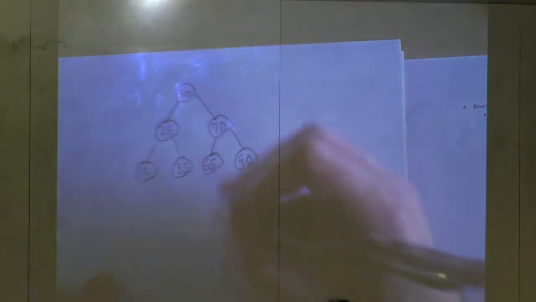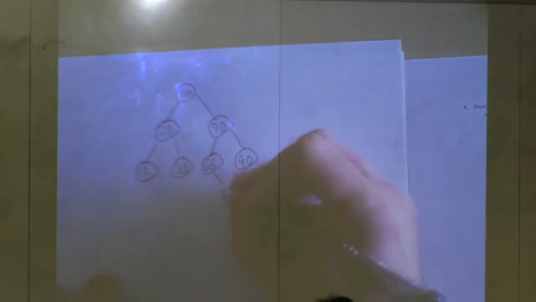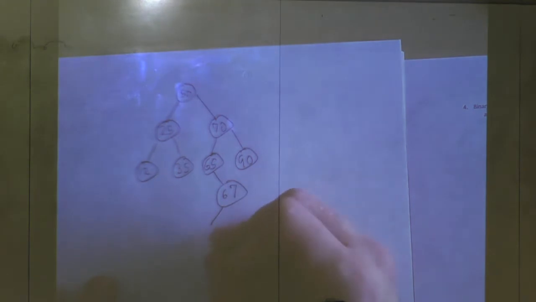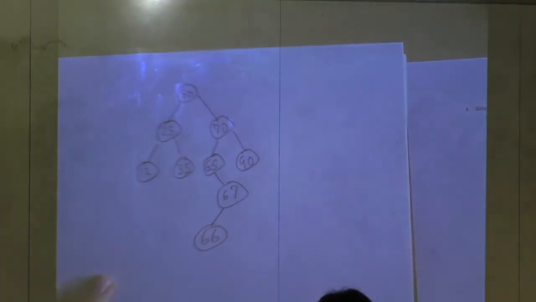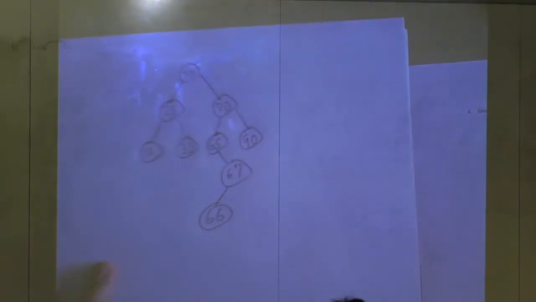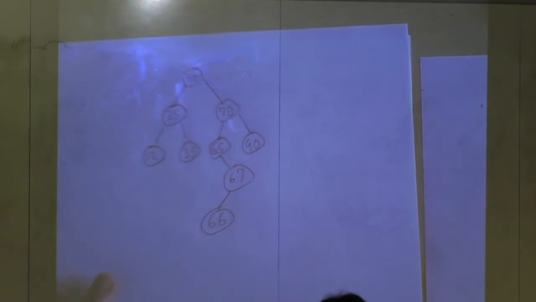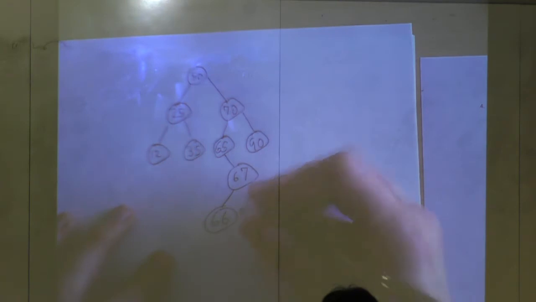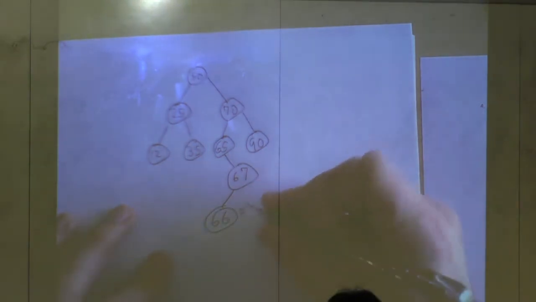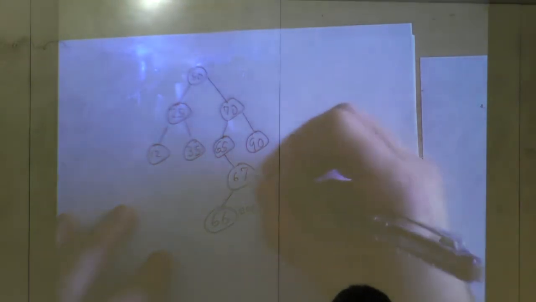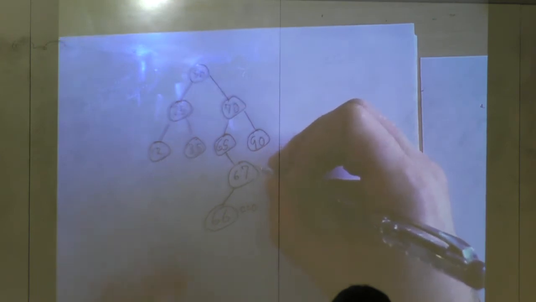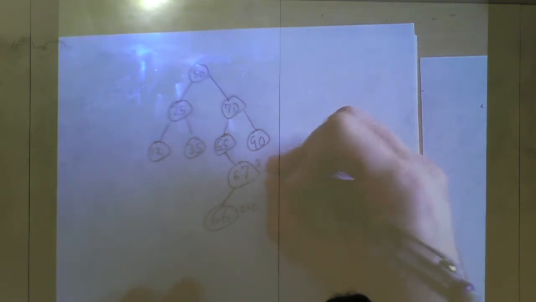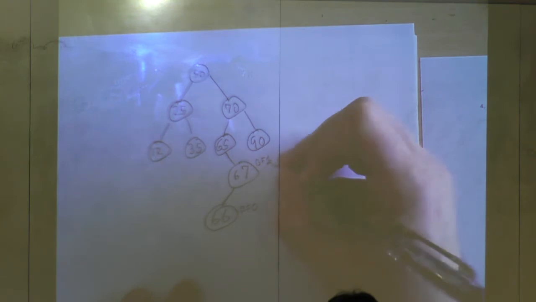So we're gonna have 67, and then from here, we'll have a 66. So now, obviously, this is gonna cause a problem because the balance factor is gonna be 2 or -2, and we'll see in a second. So the balance factor here is going to be 0, obviously. And the balance factor here is going to be +1. It's right heavy, or left heavy.